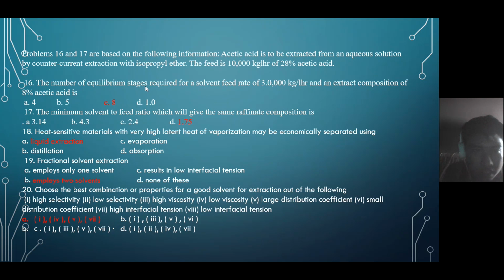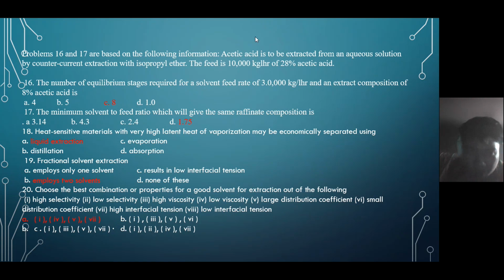Number 20. It is somewhat related to number 19 since in number 19 we have these choices in the solvent extraction, which result in low interfacial tension, which means that we don't use low interfacial tension.